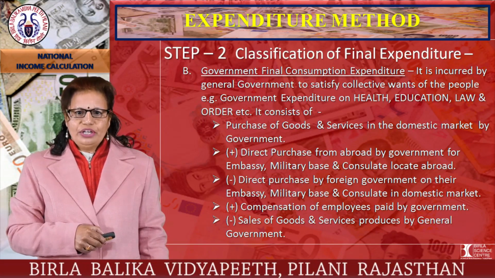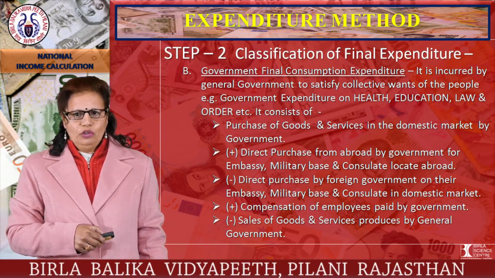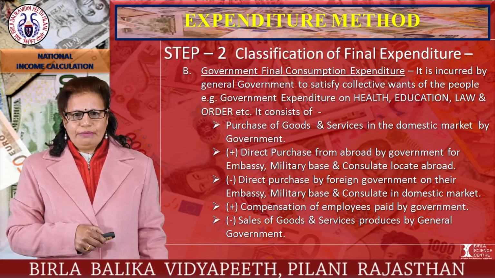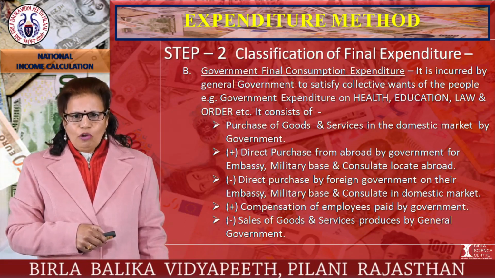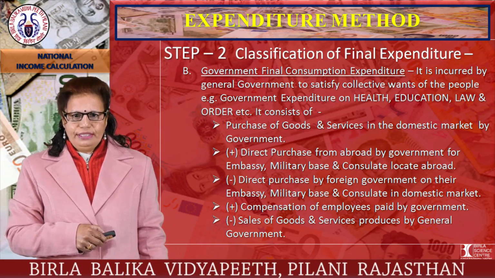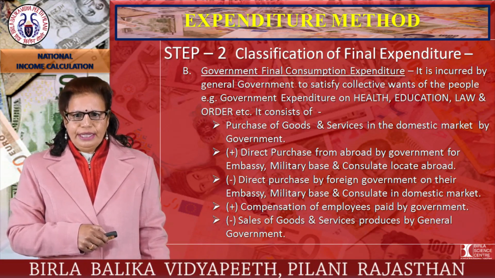Government final consumption expenditure is incurred by the general government to satisfy the collective wants of the people. For example, government expenditure on health, education, law and order, etc. It consists of purchase of goods and services in the domestic market by the government. Direct purchases from abroad are added, for embassies, military bases, and consultants located abroad. We have to deduct direct purchases by foreign governments for their embassies, military bases, and consultants in the domestic market. We have to add compensation of employees. We have to deduct sales of goods and services produced by the general government.